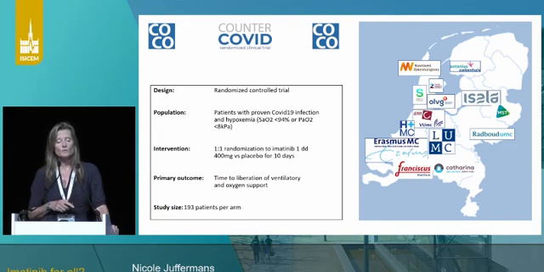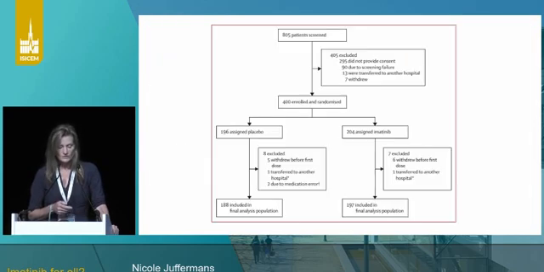They were randomized 1-to-1 to receive a tablet of Imatinib or placebo for a trial duration of 10 days. And then the primary outcome was time to liberation of all oxygen support. And the amount of patients per arm was 193. So this is the enrollment.